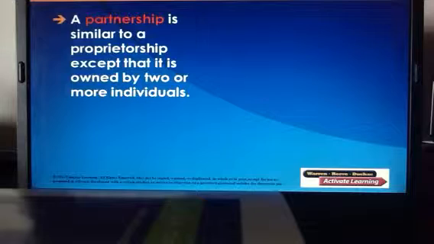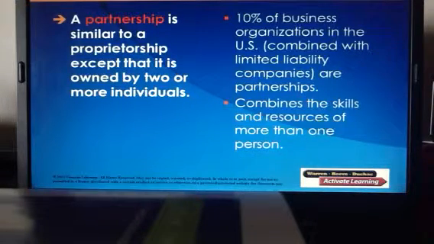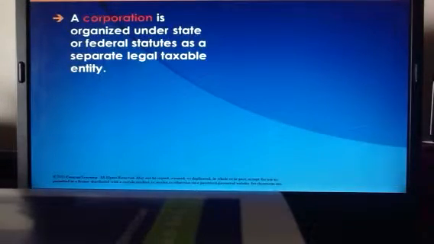The second type of business is a partnership. It's similar to a proprietorship except that it's owned by two or more individuals. Only 10% of business organizations in the United States are partnerships. The advantage of a partnership is that it combines the skills and resources of more than one person. So there's more than one person putting resources into the business, and then each person gets to concentrate on what they do best.